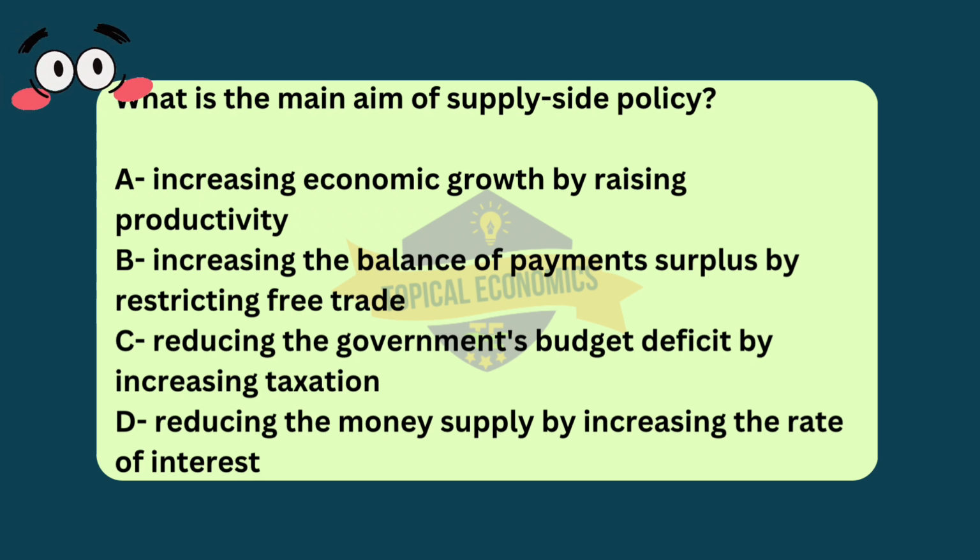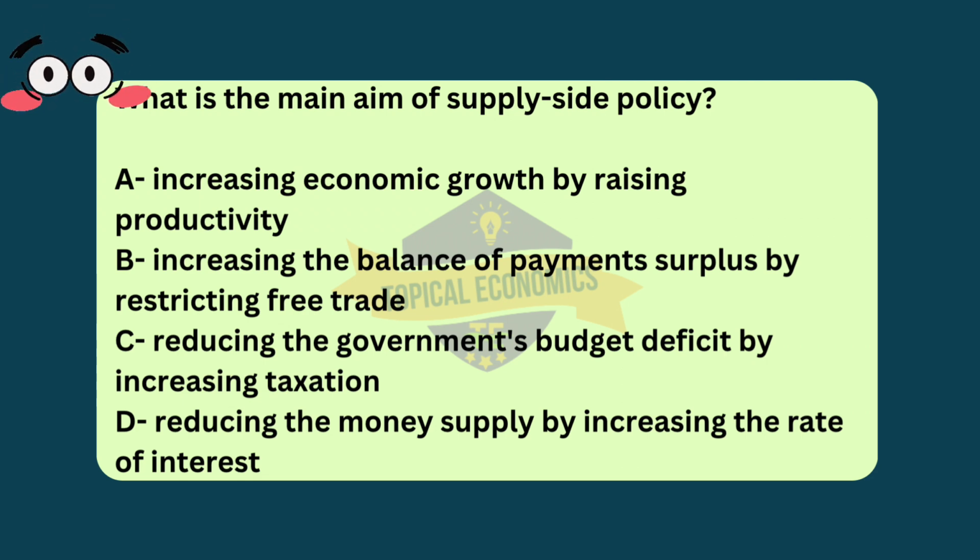Increasing the balance of payments surplus by restricting free trade. C. Reducing the government's budget deficit by increasing taxation. D. Reducing the money supply by increasing the rate of interest. Reference, 2020 May-June version 3.